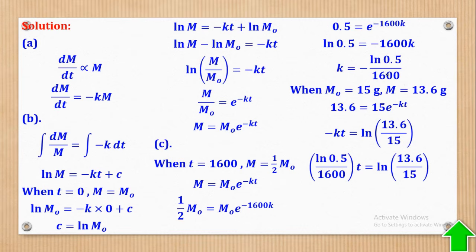The value of k, we already know it, so we shall substitute there to remain with t as the only unknown. Therefore, making t the subject, we come up with 226.1694 years.